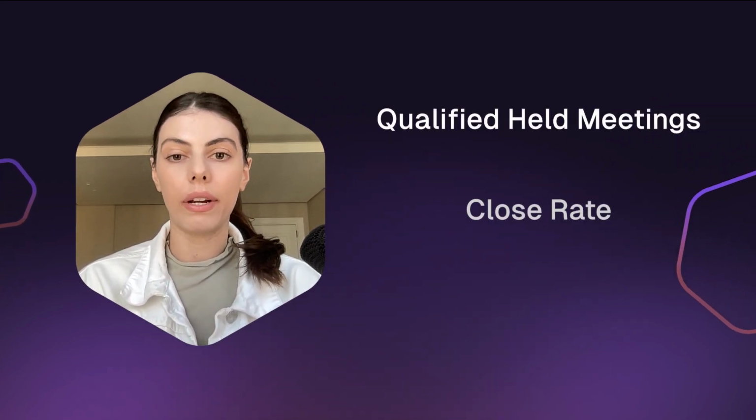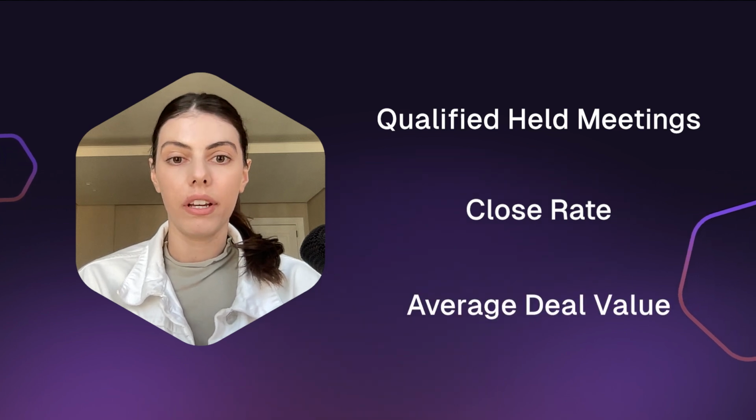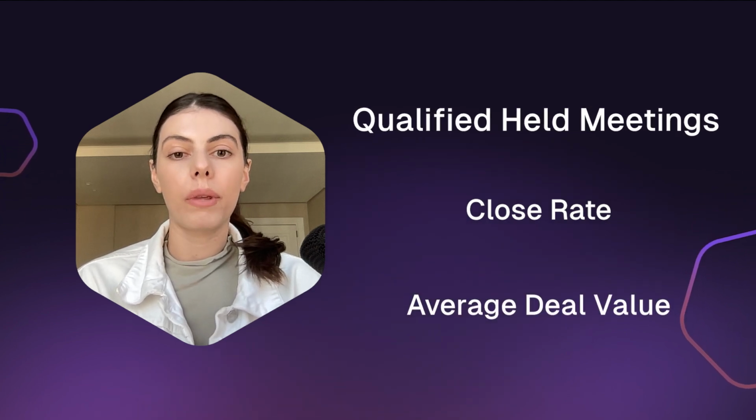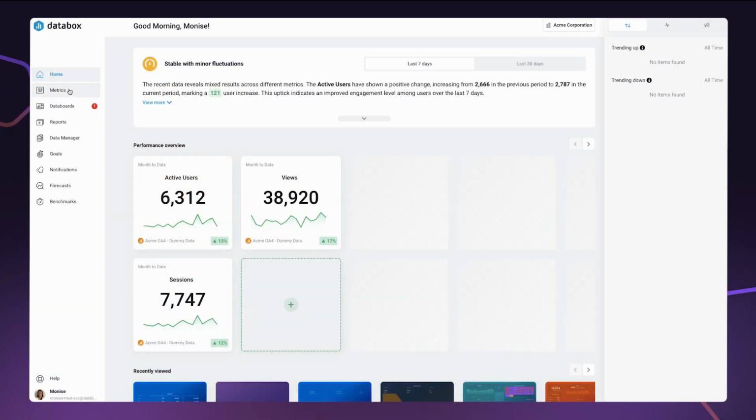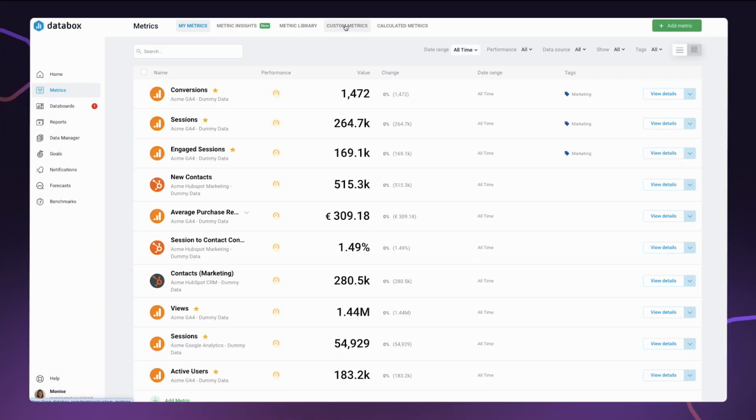In Dougie's formula, everything starts with understanding 3 simple metrics: qualified held meetings, close rate, and average deal value. For this example, let's assume that we're tracking qualified held meetings in a spreadsheet. We can create this custom metric using the metric builder.